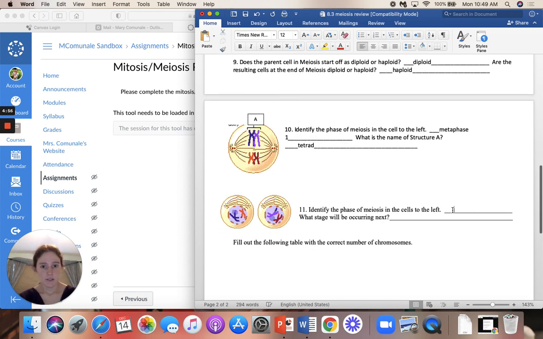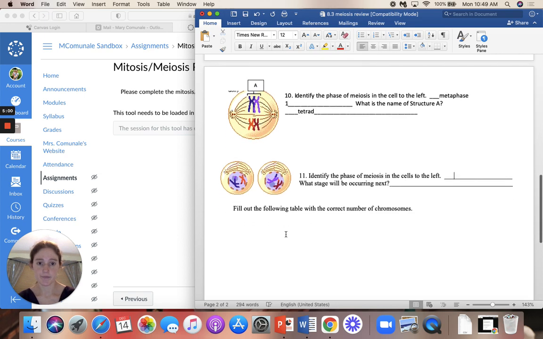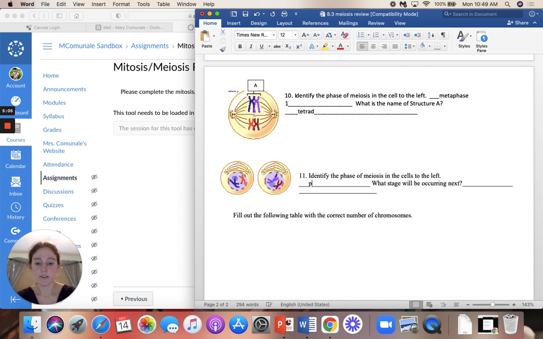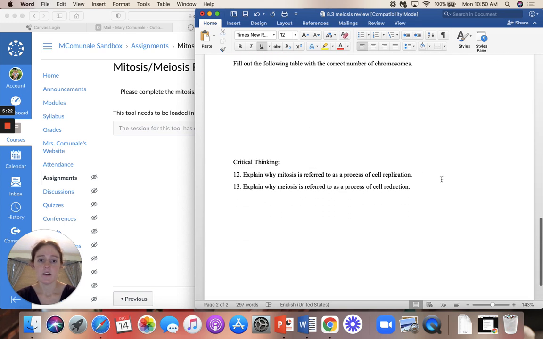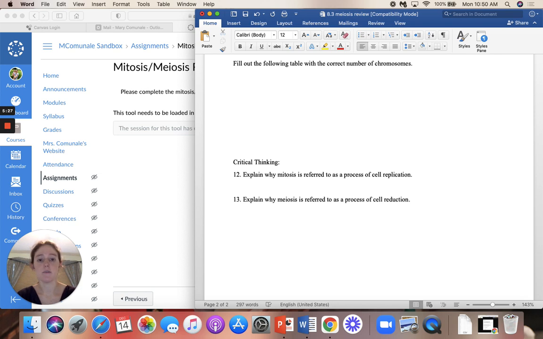Identify the phase of meiosis to the left. We have 2 cells, so we're in meiosis 2. It looks like we're in prophase here because the nuclear membrane is starting to dissolve, but the spindle fibers are there. What stage will be occurring next? Metaphase 2. This part isn't in your document, they actually deleted it out of there, so you don't have to worry about that table.